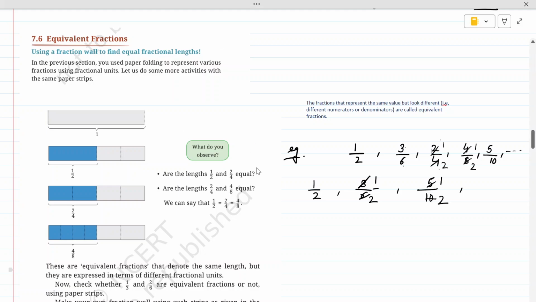Now let us come to 7.6, equivalent fractions. In the previous section, you used paper folding to represent the various fractions using the fractional unit. Let us do some more activities here.